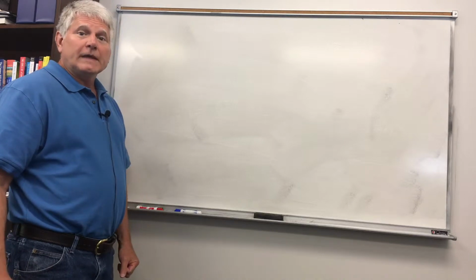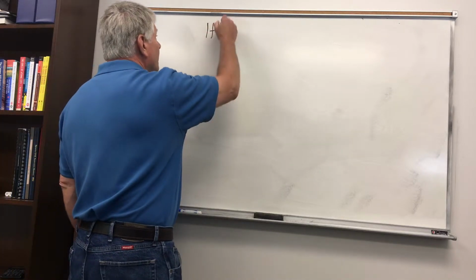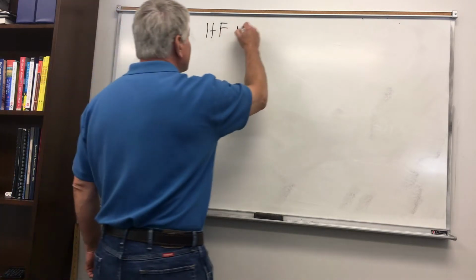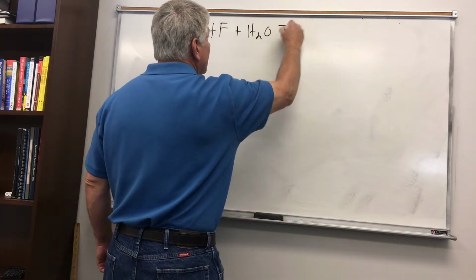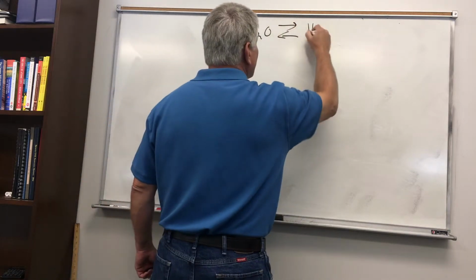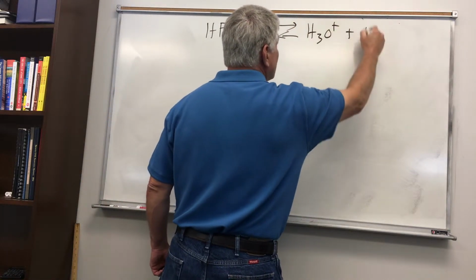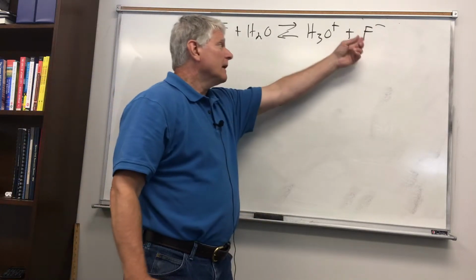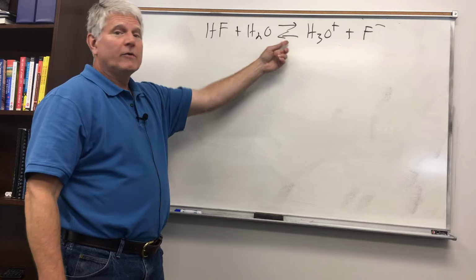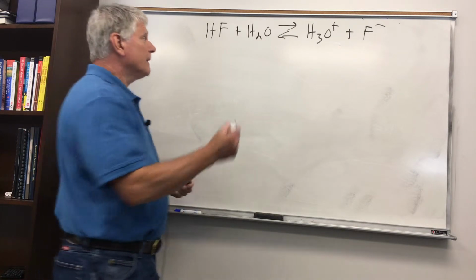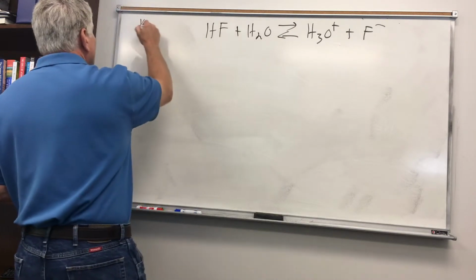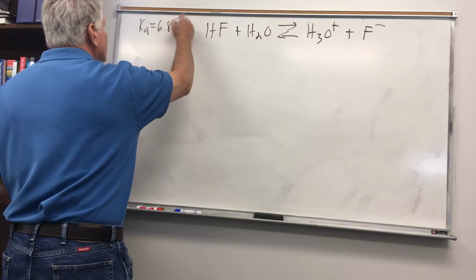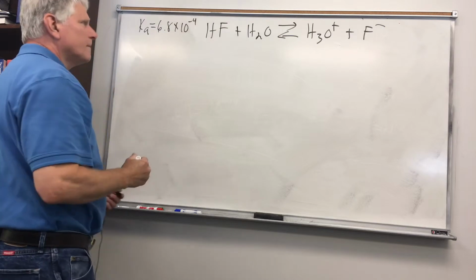Now let's consider a weak acid again. As an example, I'll use the weak acid hydrogen fluoride, and it reacts with water and produces an equilibrium to produce H3O plus and F minus. You'll notice the forward and reverse reactions. This is an equilibrium, and it has a Ka of 6.8 times 10 to the minus fourth.